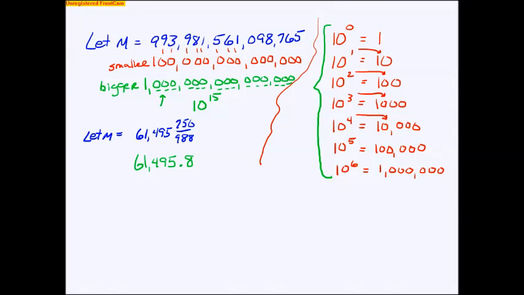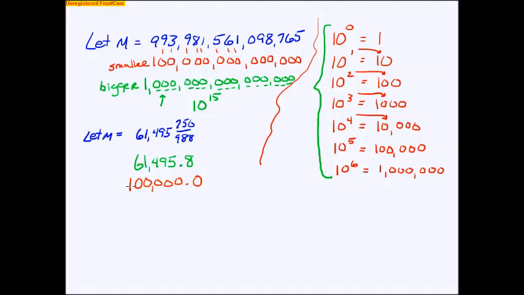61,495.8. Alright? Now I'm going to switch colors here again, and I'm going to say, well, again, I want the smallest power of 10 that will be bigger than this number. In other words, I want a number that looks like that, right there. Okay? You put a 0.0 there, and that number is going to be bigger. That's going to be the smallest power of 10 that is bigger than this number.